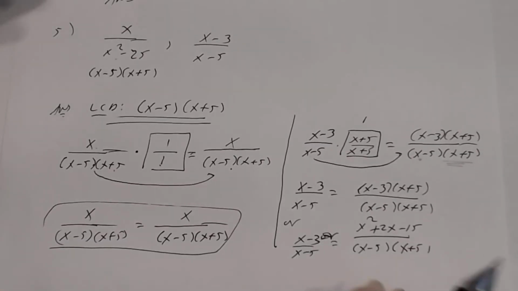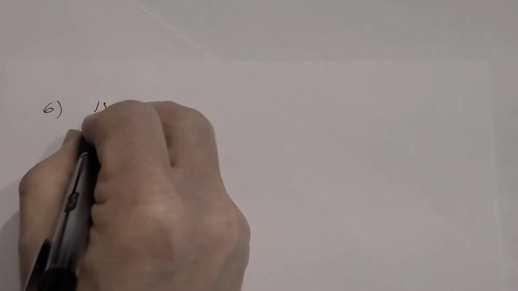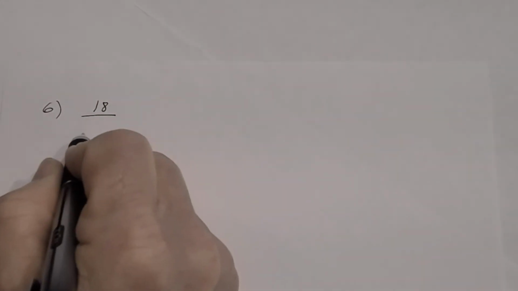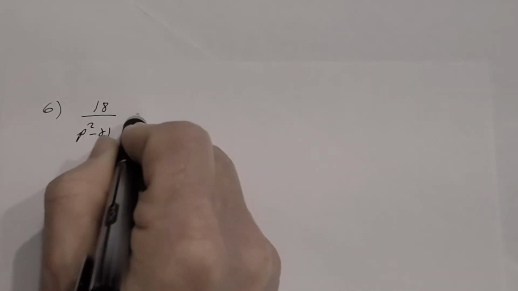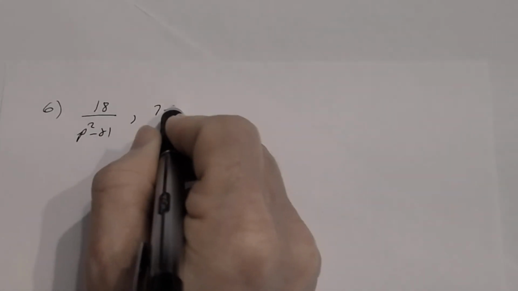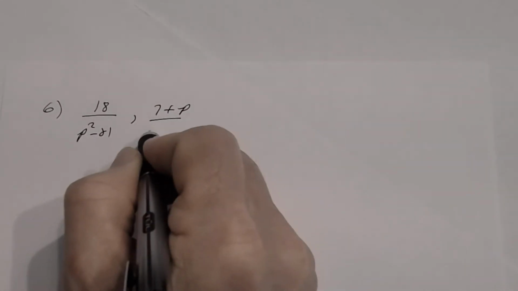All right. Let's look at number 6. Let's suppose we had this for number 6. We have 18 divided by p squared minus 81, and then 7 plus p divided by p plus 9. So in this one, I have these two rational expressions.